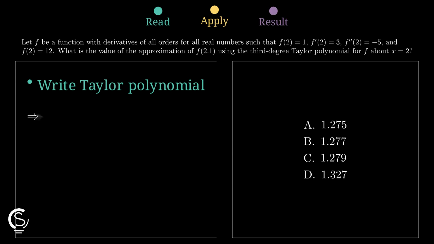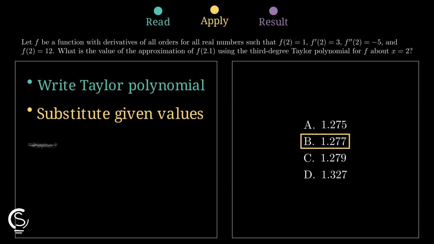Set x to 2.1, so x minus 2 is 0.1. Then compute 1 plus 0.3 minus 0.025 plus 0.002, which gives 1.277.